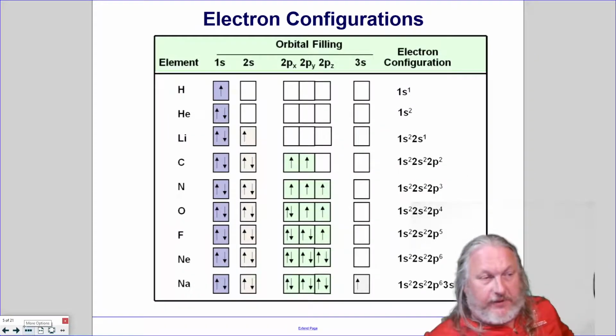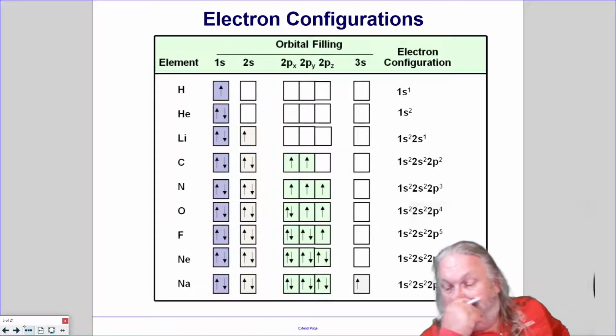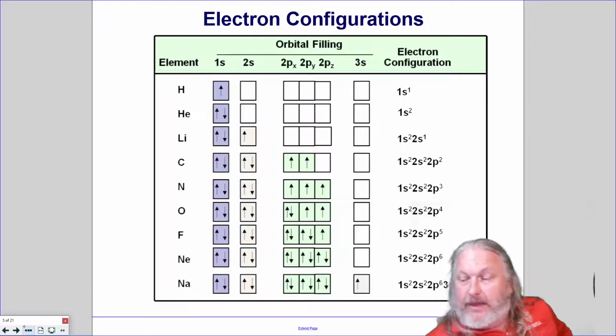So these are the orbital filling diagrams of the first 13 elements, and these are those configurations. You can see there's only one electron for hydrogen in the 1s orbital, so I just write the configuration 1s1.